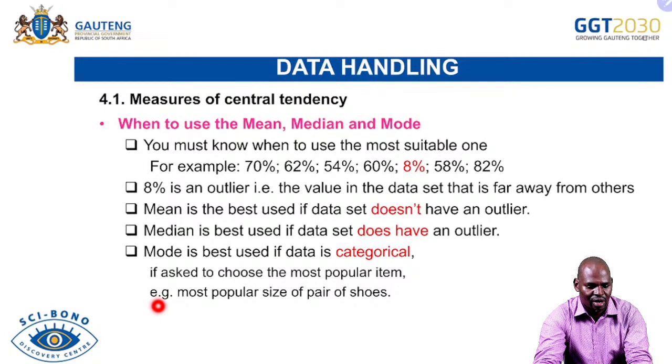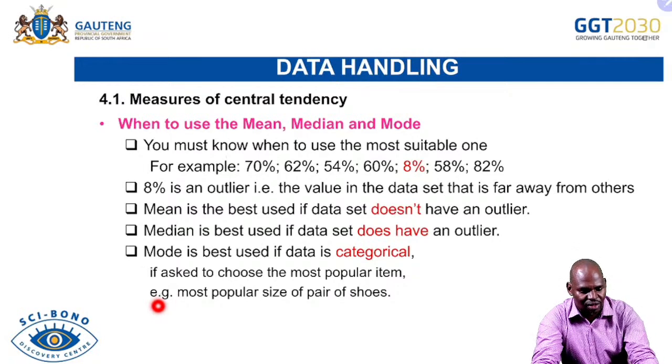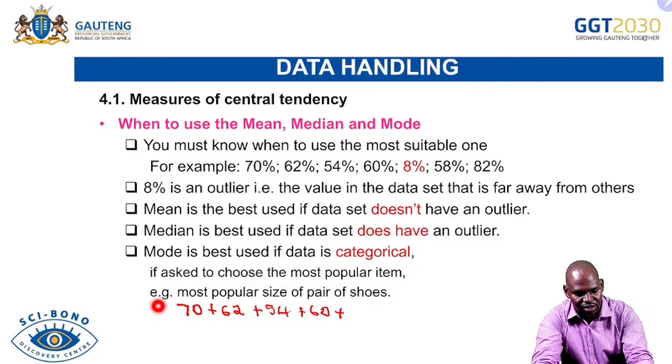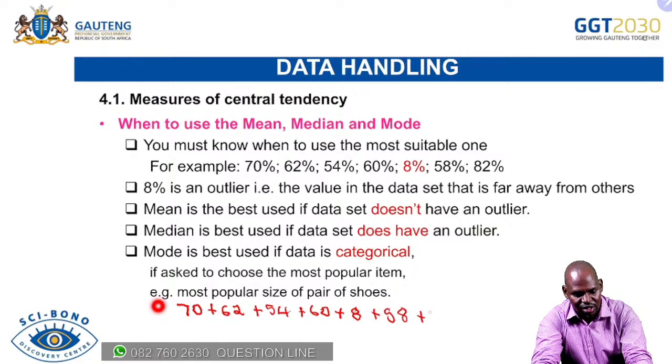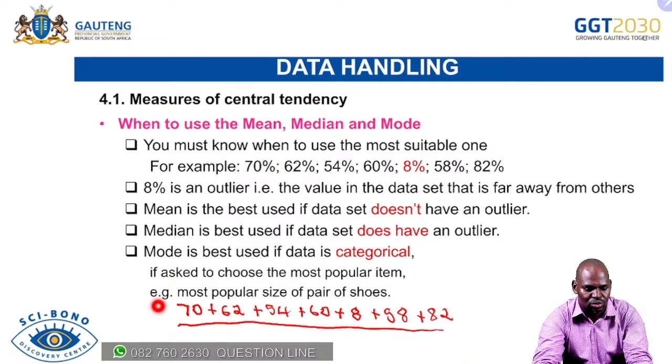Then we need to decide which one we are going to use. If we calculate the mean in this case, we say 70 plus 62 plus 54 plus 60 plus 8 plus 58 plus 82, all over how many values there are: 1, 2, 3, 4, 5, 6, 7. So there are 7 of them.